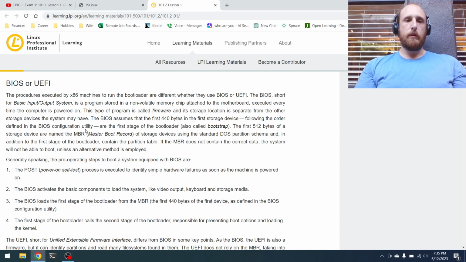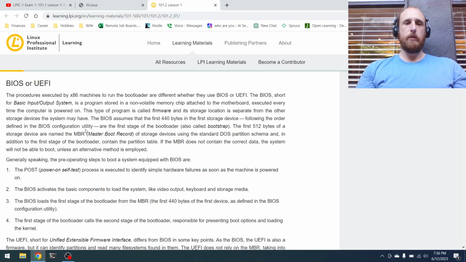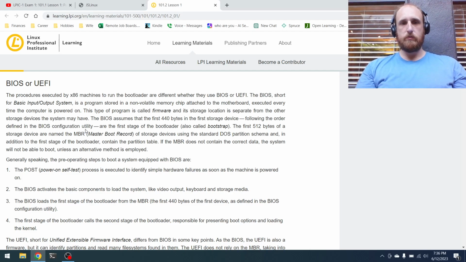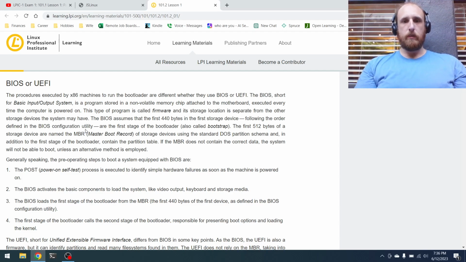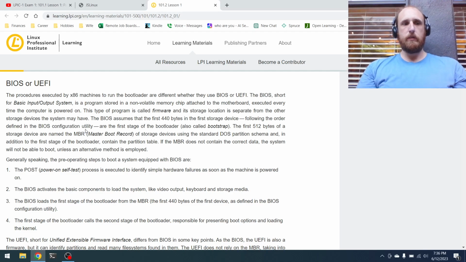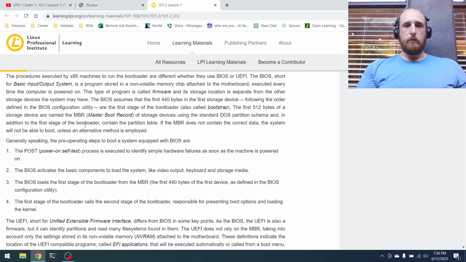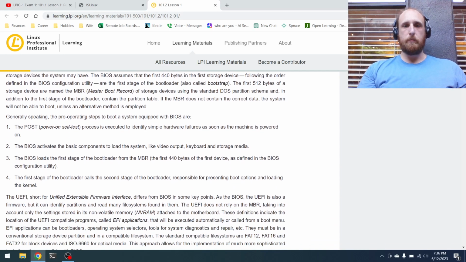This type of program is called firmware, and its storage location is separate from the other storage devices the system may have. The BIOS assumes that the first 440 bytes in the first storage device, following the order defined in the BIOS configuration utility, are the first stage of the bootloader, also called bootstrap.